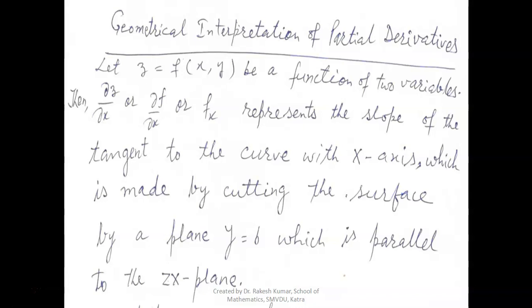Let z equal f(x,y) be a function of two variables x and y. Then ∂/∂x of z, or ∂/∂x of f, or f_x, represents the slope of the tangent to the curve with the x-axis, which is made by cutting the surface z = f(x,y) by a plane y = b, which is parallel to the zx plane.